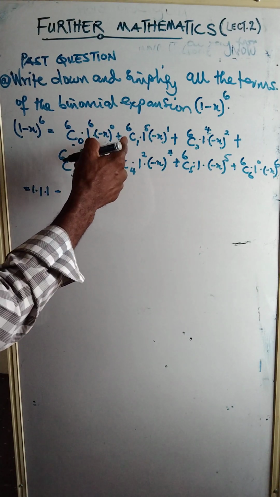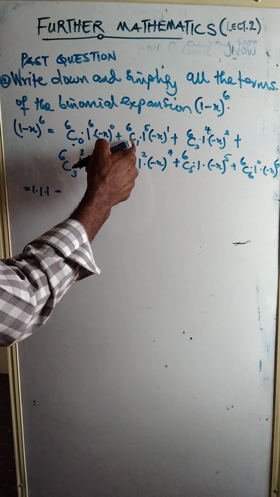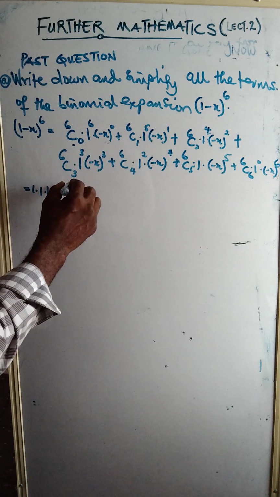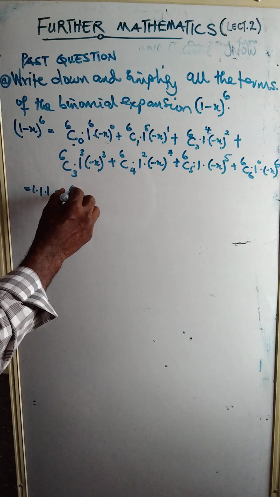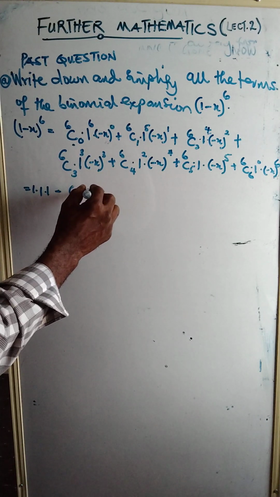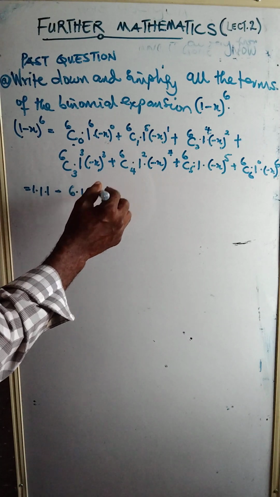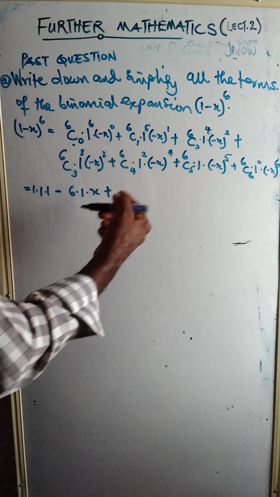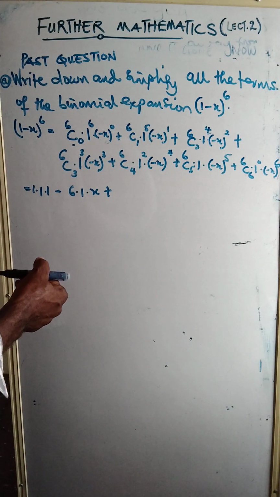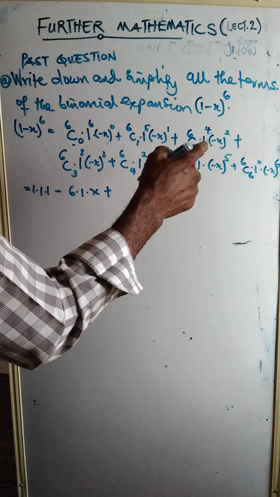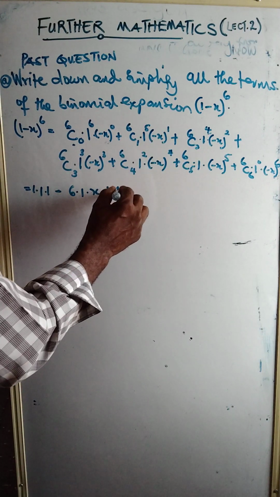So the next one, if you work on this, 6 combination 1 is going to give you 6, then times 1, then times x. The next one, this 6 combination 2, if you take your time to work it, that's going to be 6 times 5 over 2 factorial, that's going to give you 15.